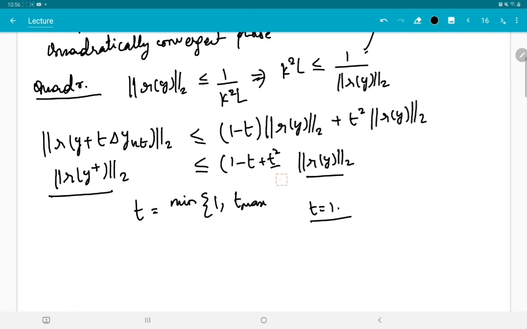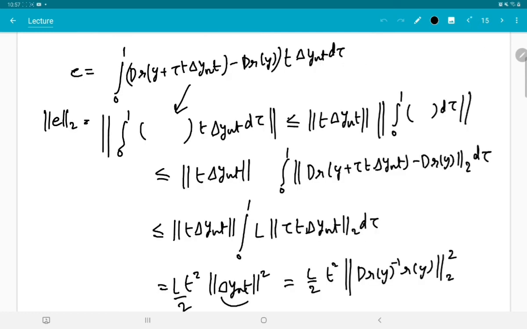so if this term is less than 1, then we have the new location, the new residue better than the older residue, and this contradicts the definition of t max, because t max is the smallest step such that we move out of the region where we get a better residue. This is the definition of t max.